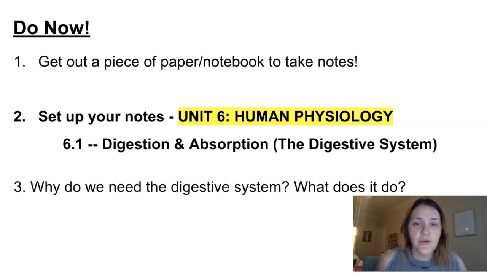Today we're going to talk about Unit 6, Human Physiology. This is the last unit of IB, so you guys are pretty much there. We are almost done. And today we're going to talk about Lesson 6.1, Digestion and Absorption. Basically, we're talking about the digestive system.